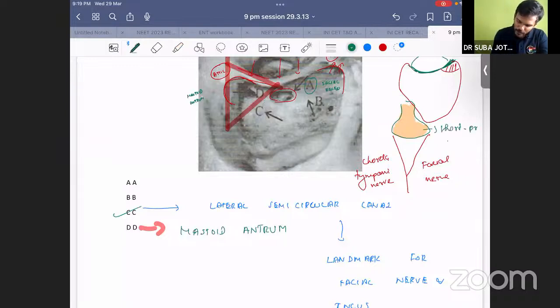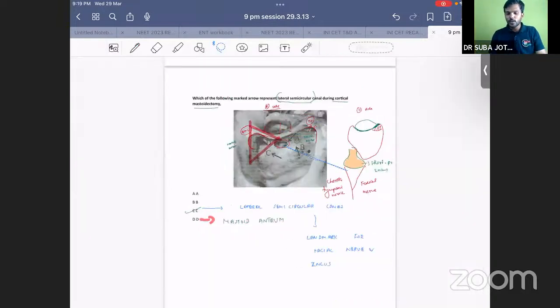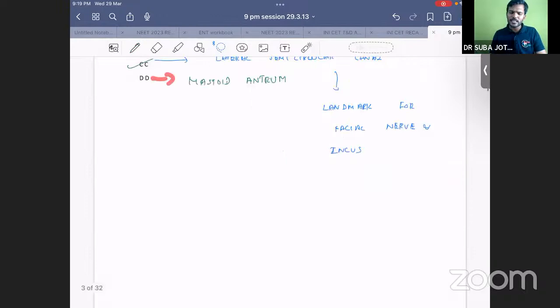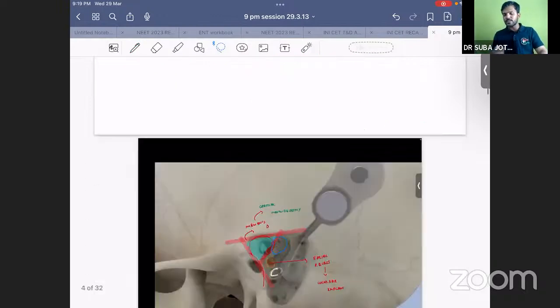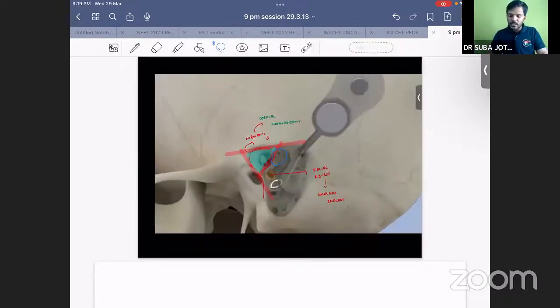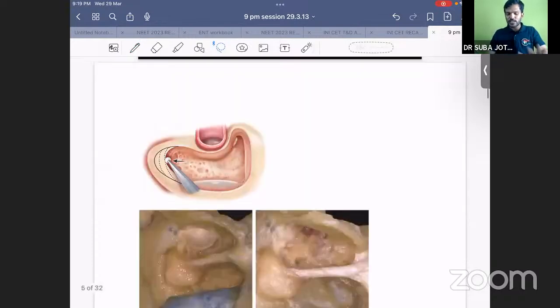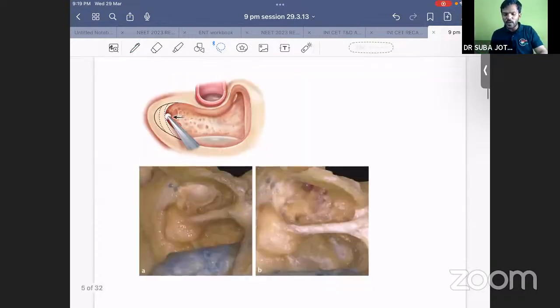Short process of incus. So this is the facial recess which we are talking about. Okay, so these are very, very high yield points. They are repeatedly asked in your exams. They are not asking conventional questions, they are asking some deeper questions. Now it's an easy thing for you.